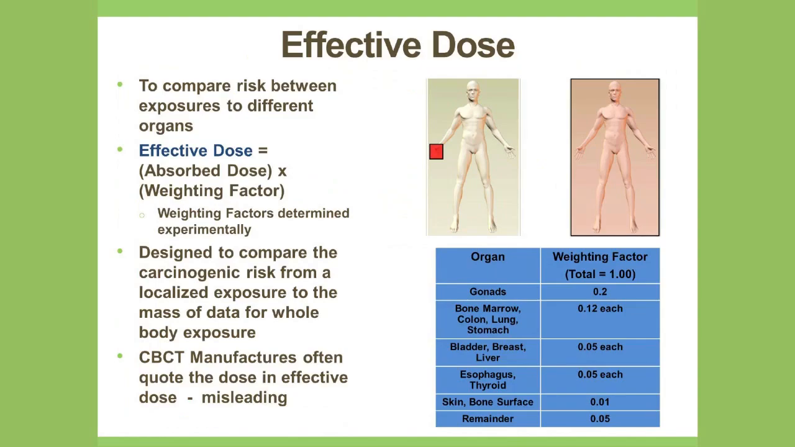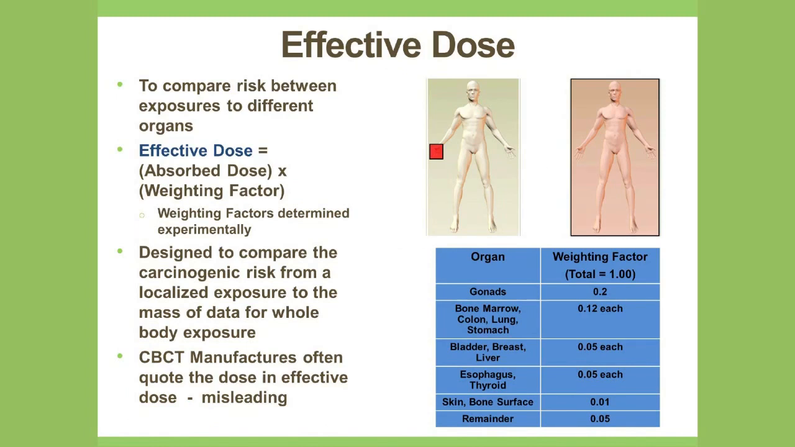So a little bit more about effective dose, our middle gray. It is the absorbed dose times a weighting factor. And the weighting factor is determined experimentally and is based to compare carcinogenic risk from a localized exposure to the massive data for the whole body exposure.